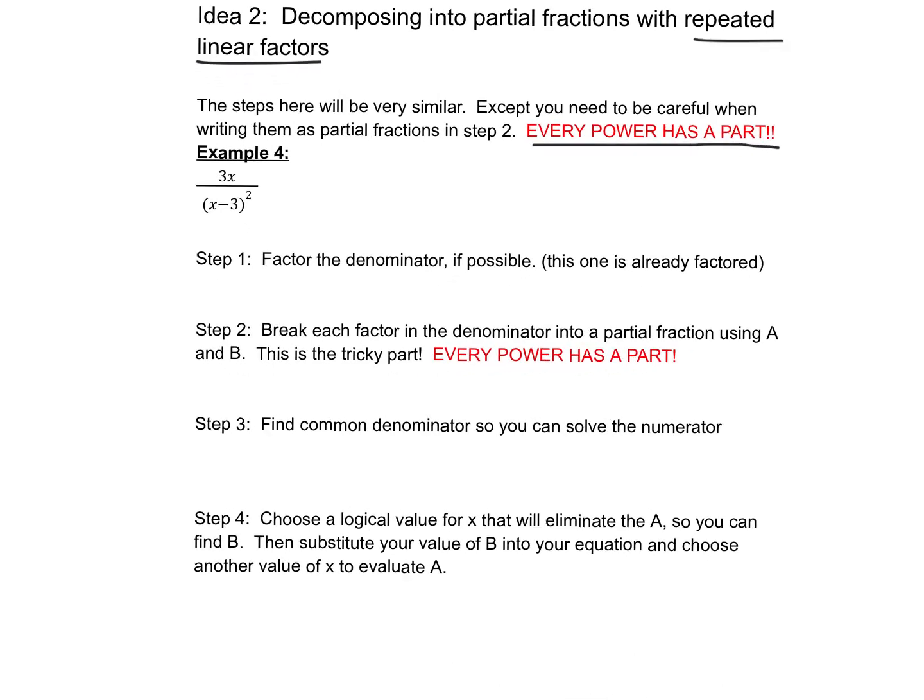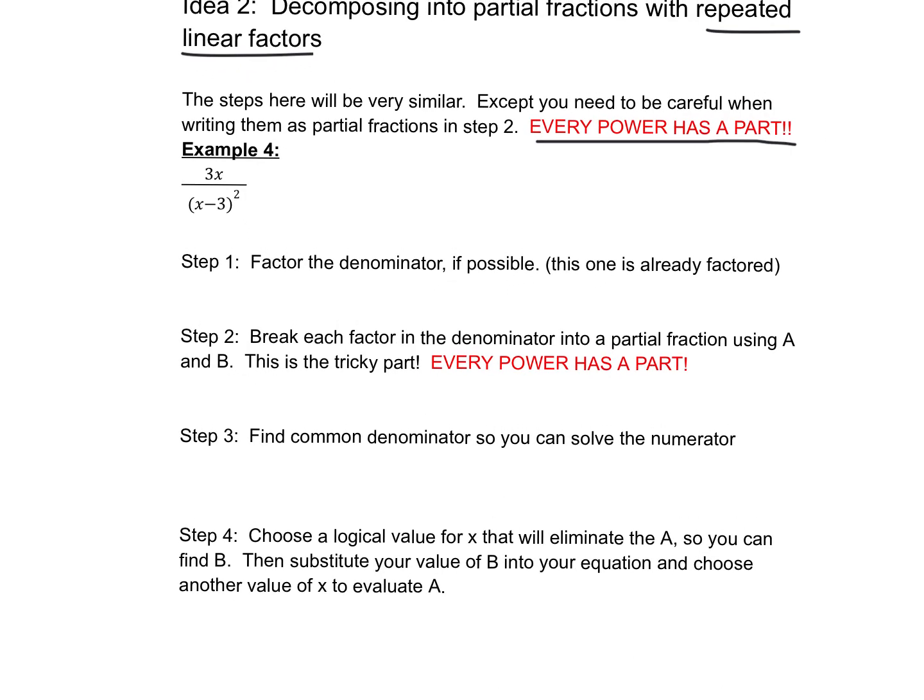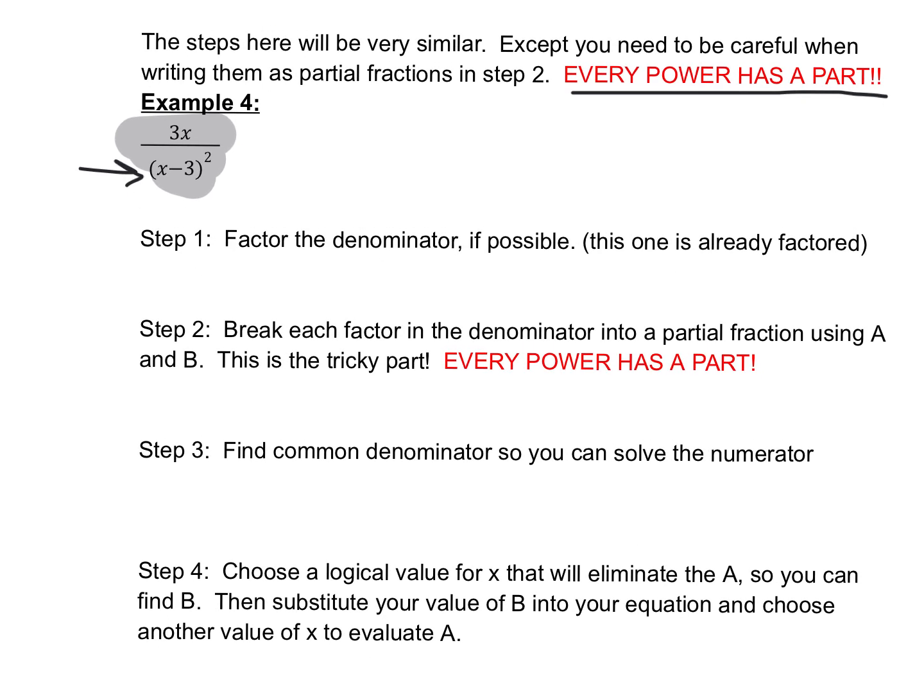So our problem we're starting with is 3x over x minus 3 squared. This has a repeated linear factor because you have x minus 3 and x minus 3. So when we write this, we're going to have 3x, and then if we wanted to think about what it would actually look like factored, we'd have x minus 3 and x minus 3. Or we could leave it as x minus 3 squared, okay?